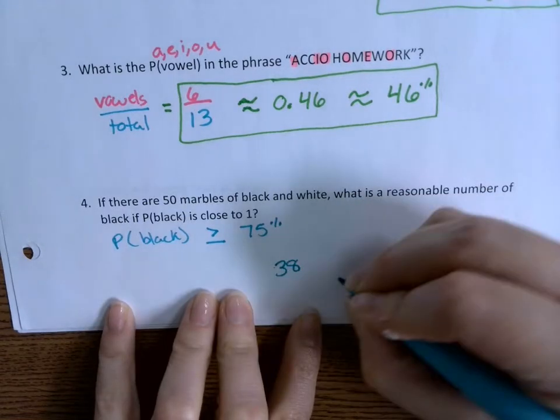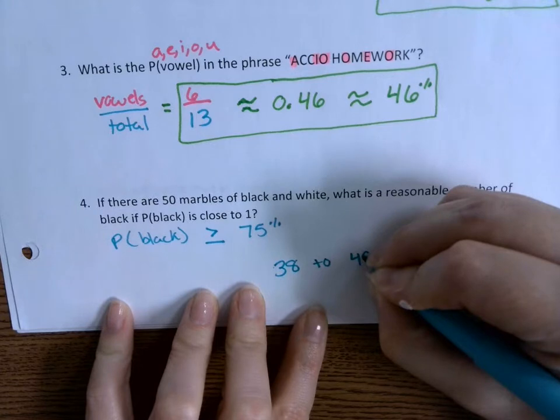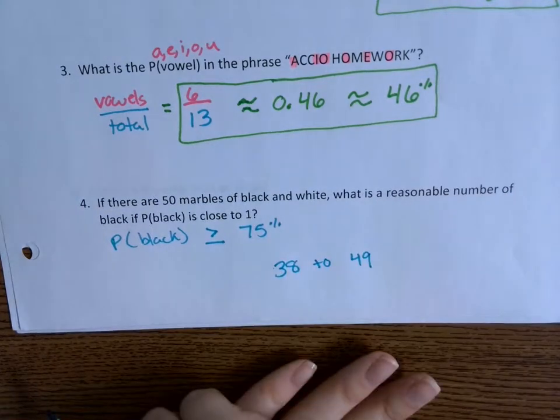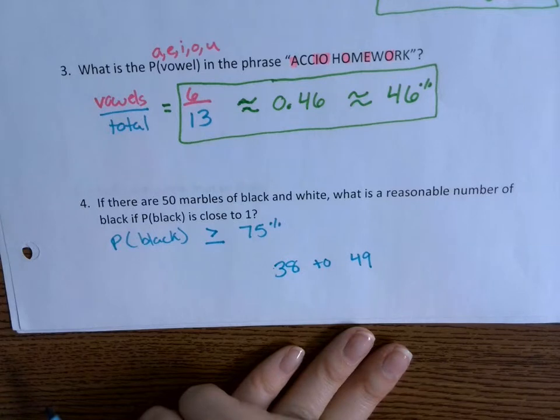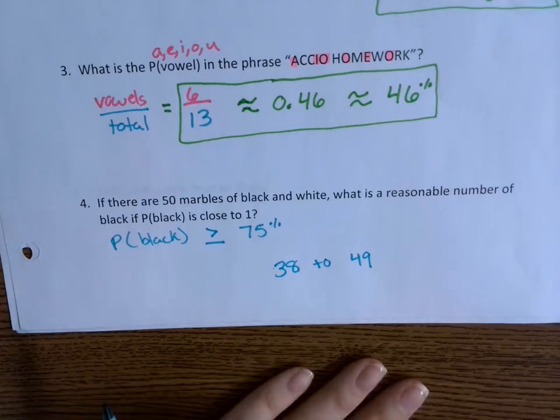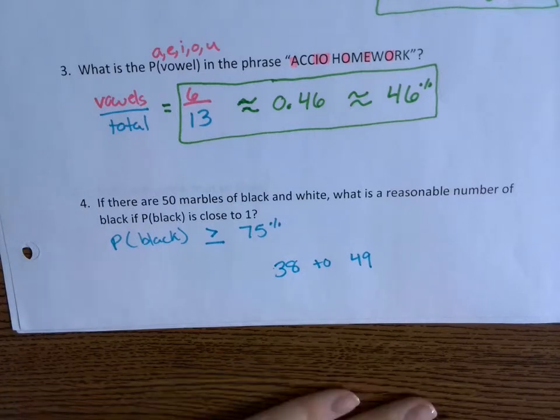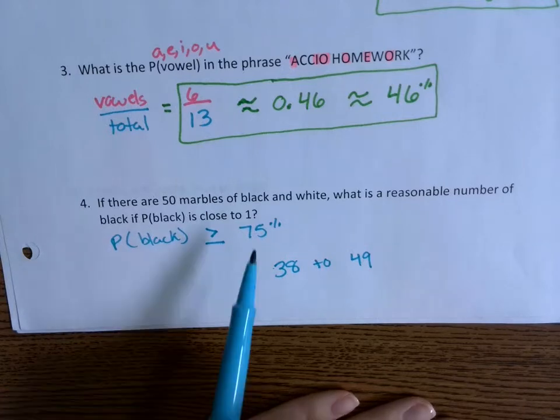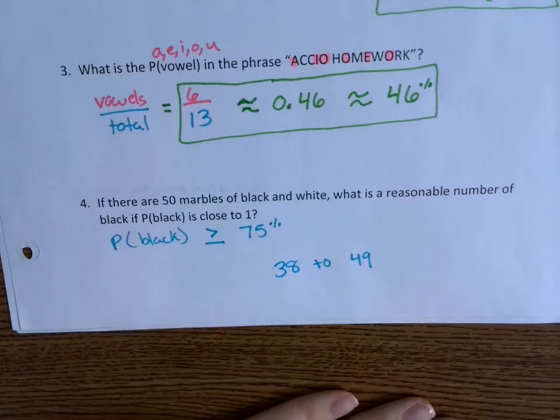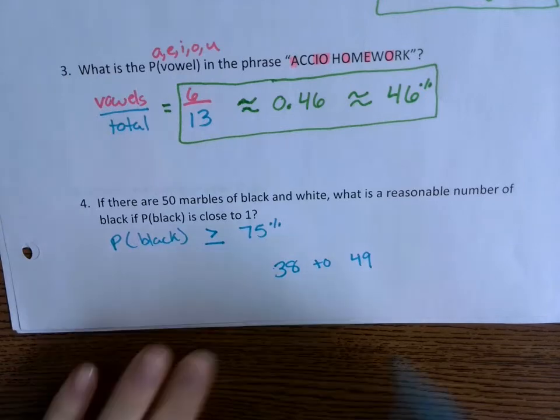Why not 50? Why can't I put 50 as an answer, Veronica? Exactly. 50 would be exactly 1 whole. They didn't say that it's exactly 1 whole. It's close to 1 whole. So that means you can't choose 50. But anywhere between 38 to 49 is going to be a good approximation for close to 1 whole. Okay? Any questions?